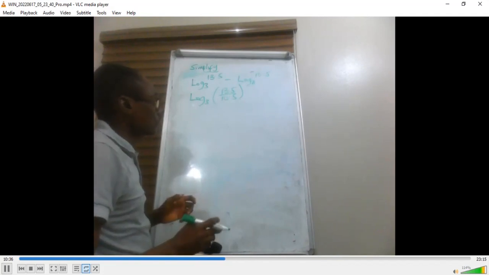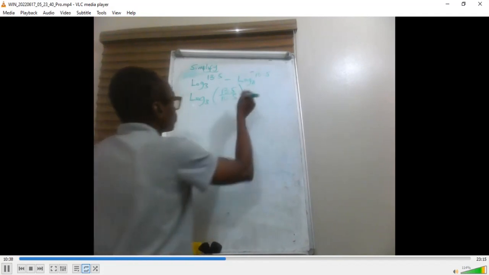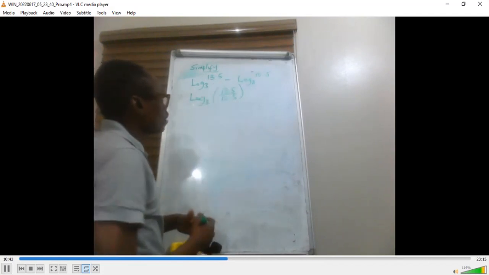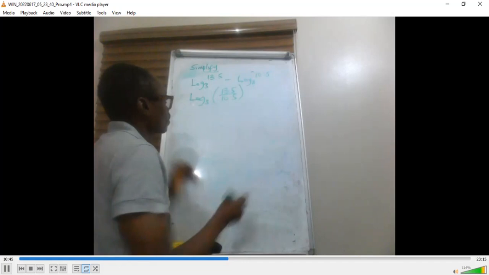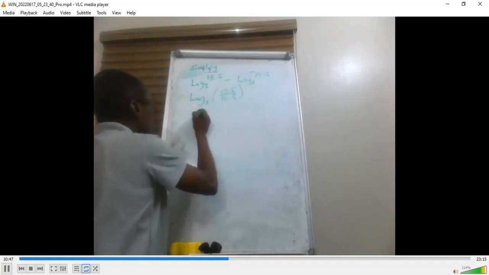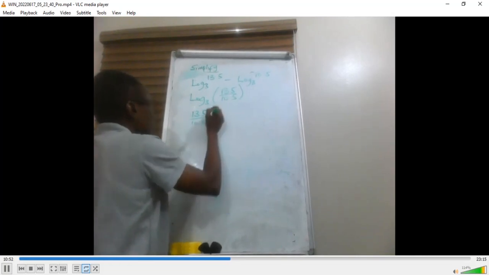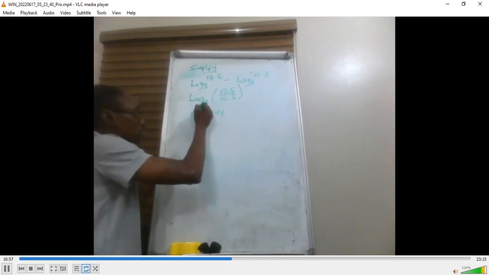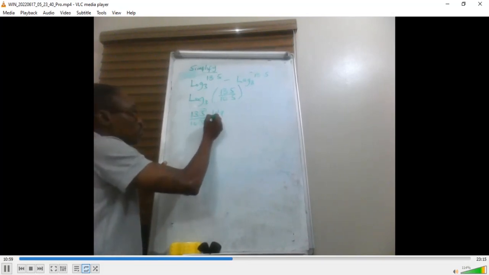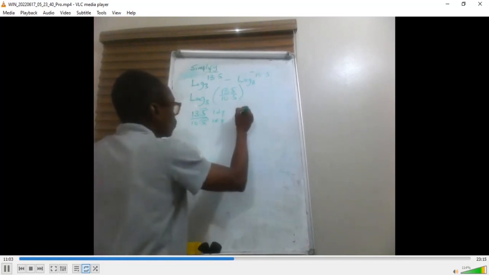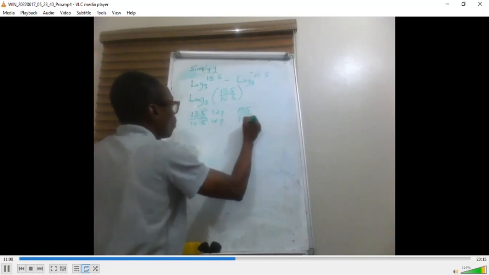So let's simplify 13.5 divided by 10.5. 13.5 is to 1 decimal place, and 10.5 is also to 1 decimal place. So we can pull out the decimal and write it as 135 all over 105.